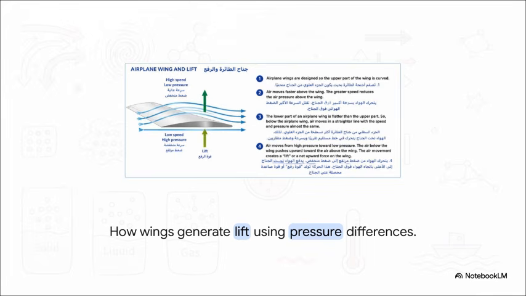Airplane wings are specifically designed with a curved upper part and a flatter lower part. Because of that curve, air literally has to move faster over the top of the wing. Just like with the spray gun, greater speed reduces the air pressure above the wing. Meanwhile, the slower air moving under that flat bottom maintains a much higher pressure. Since air pushes from high pressure toward low pressure, the air below the wing pushes upward, creating that net upward force we call lift. It's like magic, but it's just physics.